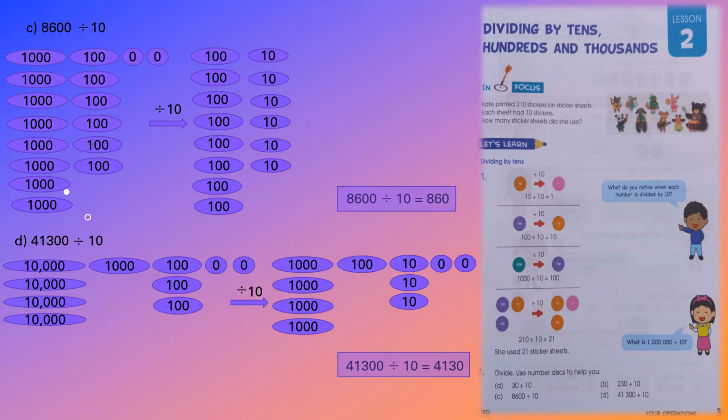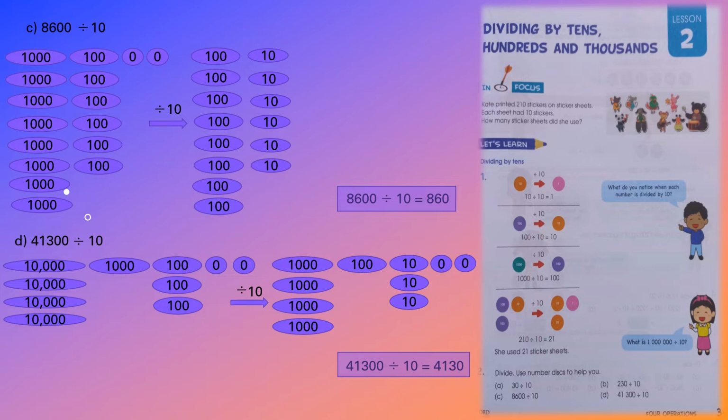In part C, we have 8,600 divided by 10. For 8,600, we have 0 ones, 0 tens, 6 hundreds and 8 thousands. When 1000 is divided by 10, the resultant is 100. One 0 is subtracted. Similarly, when 100 is divided by 10, the resultant is 10 after the subtraction of a 0.